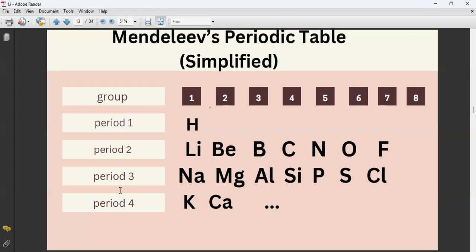And similarly, there were some other elements. So he classified not only till calcium, but he put some more elements together in his periodic table. So this was the structure of Mendeleev's periodic table.